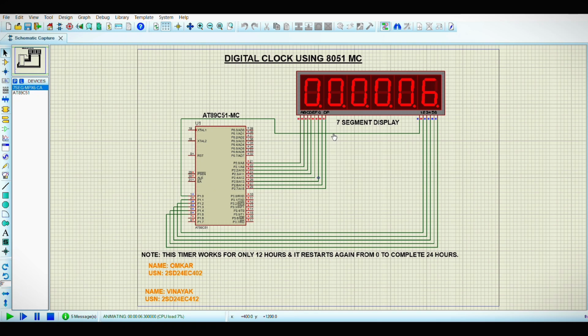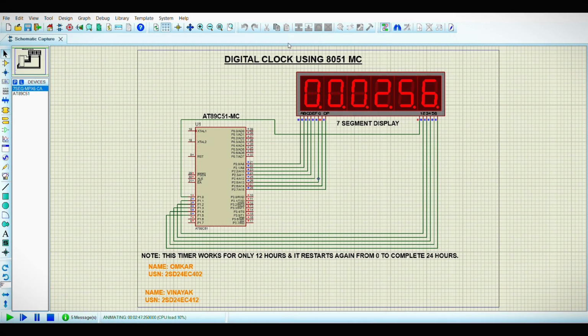Here in the display, the first and second digits display seconds, while the third and fourth digits display minutes, and similarly the fifth and sixth digits display hours. Here you can see the timer counting 2 minutes 58 seconds. As the counter exceeds 60 seconds, the minute counter increments to 3.